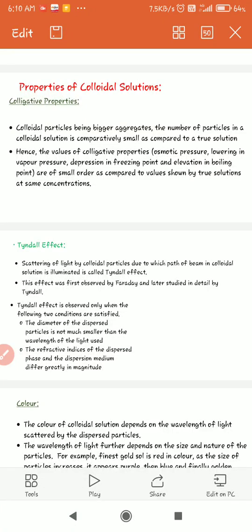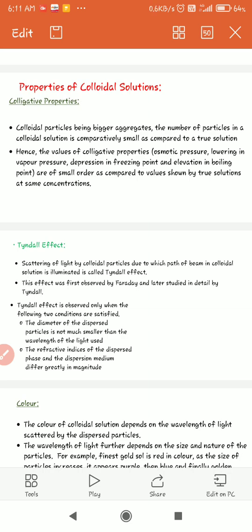Good morning to all. Today we are going to discuss the properties of colloidal solutions. Yesterday we already saw the purification of colloidal solutions. Today we are going to discuss the properties of colloidal solutions.